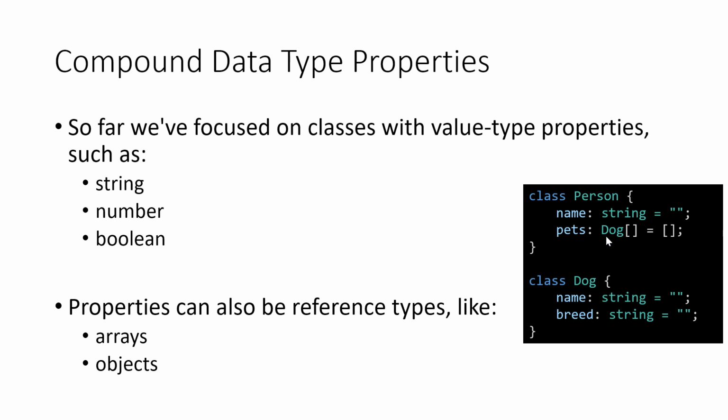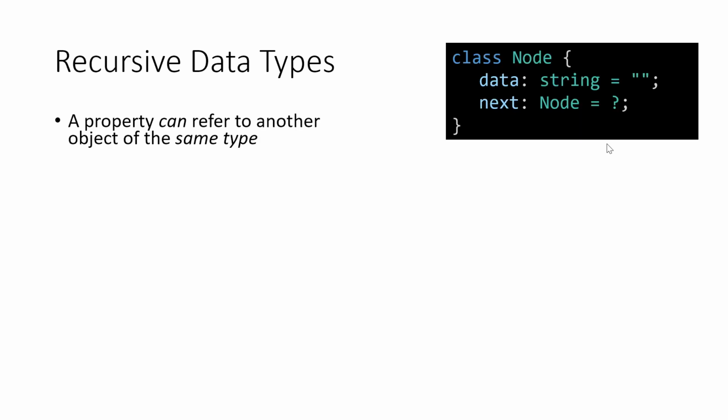Here we've got a person who has many pets that is an array of dogs, and dog is another compound data type made up of two string values or two string properties, name and breed, right? So what's new about what we're looking at today is this idea that we can have a recursive data type. So class node can have a next property, which is going to refer to the next node, just like we saw in this linked list, right?